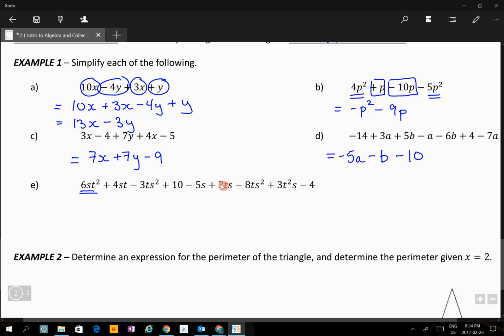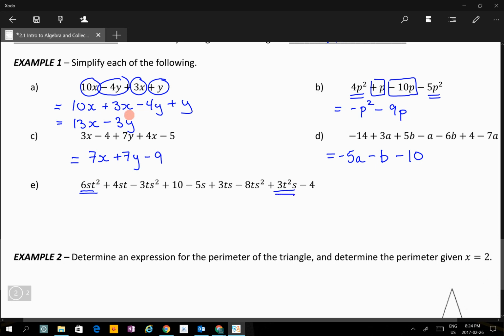10, nope. 5s, no. 3ts, no. 8ts squared. There's a t and s squared. Nope, still doesn't work. Different exponents. Down here, though, we have t squared and s. Same exponents. The order doesn't matter as long as you have the same variable with the same exponents. So t squared matches with the t squared here. s matches with the s. So these two are like terms.